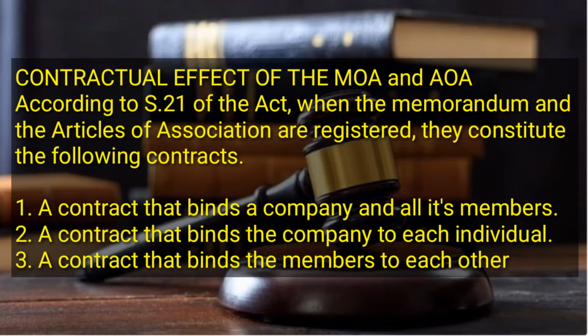And lastly is a contract that binds the members to each other. Articles constitute a contract between the members among themselves. Each member has a personal right. And those are the 3 contractual effects of the Memorandum of Association and the Articles of Association. They create 3 contracts: the first one is a contract that binds a company and all its members, then a contract that binds the company to each member, and then a contract that binds the members to each other.